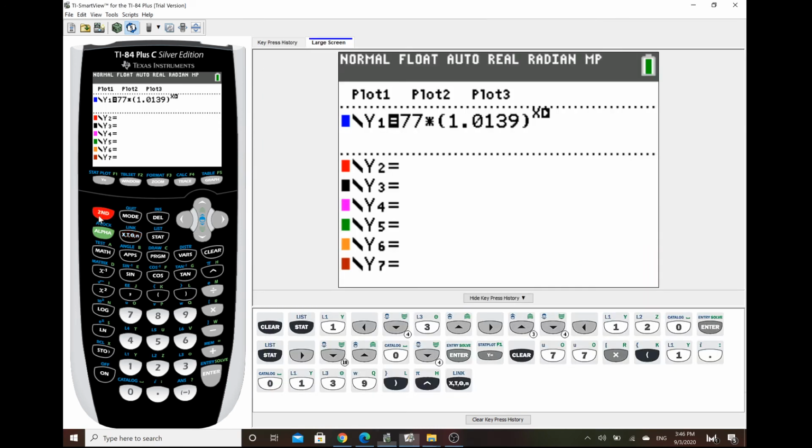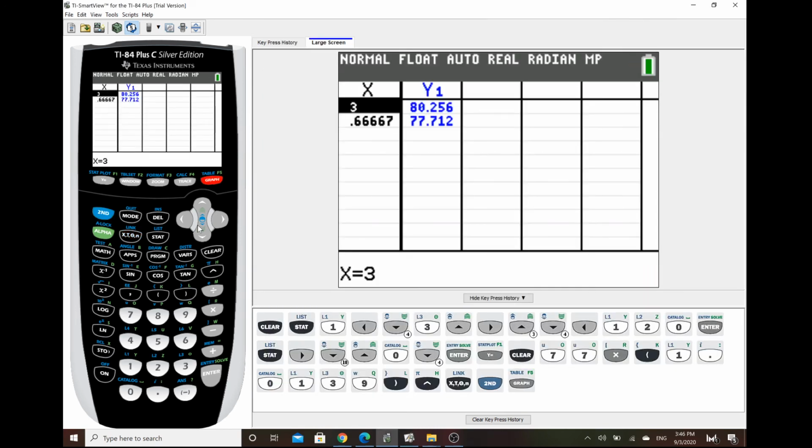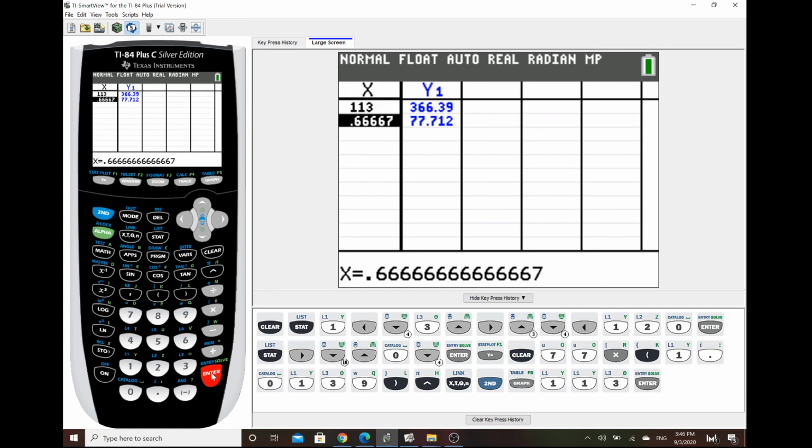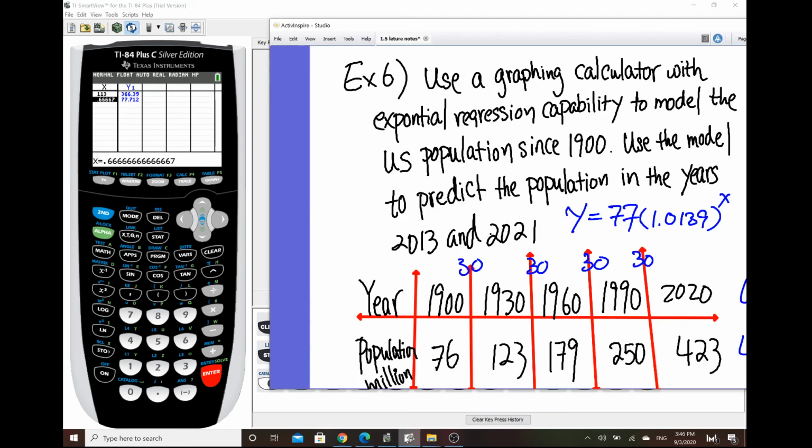So in the second table, plug in 113 years. Again, the initial year is 1900, so you want to start from there, and then 2013 is 113 years after that. Press enter. So the population is 366.39. So at 2013, the time is 113, and the population is 366.39 million.